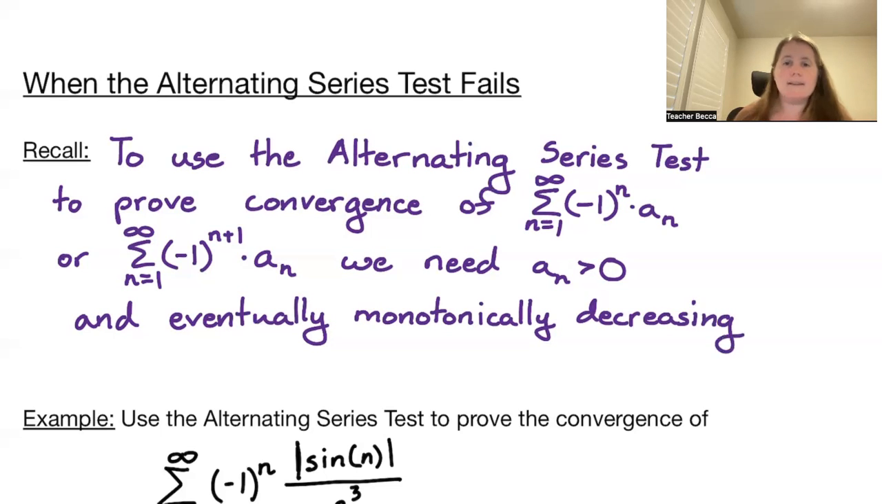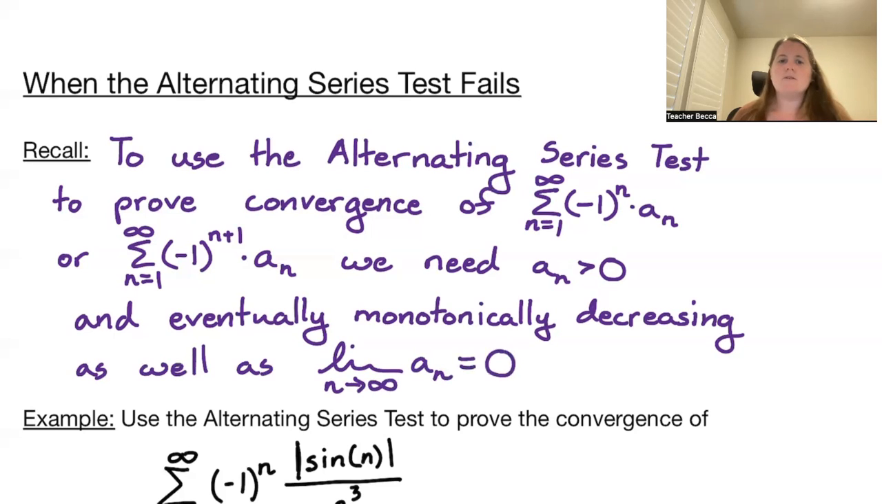As well as needing our limit to go to 0. As well as having the limit as n goes to infinity of a sub n equals 0. So we have to make sure that we meet all of the conditions before we apply the alternating series test.